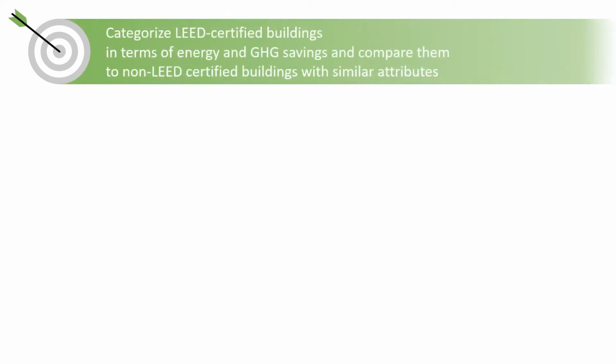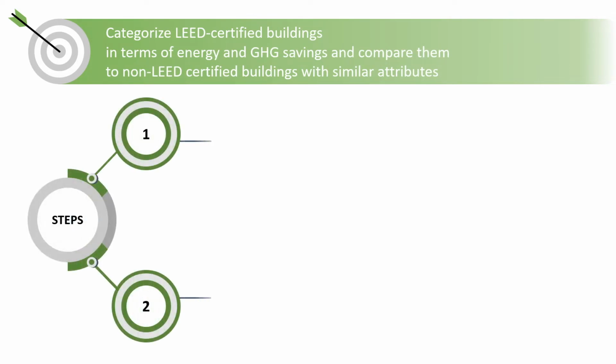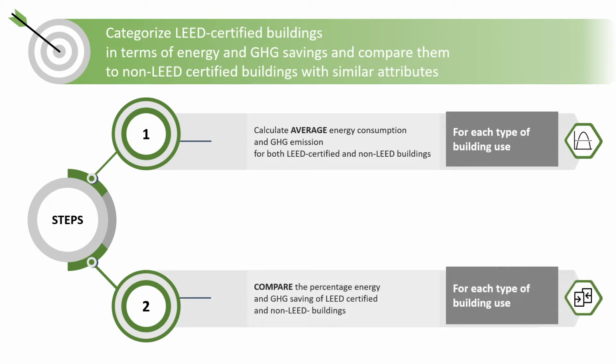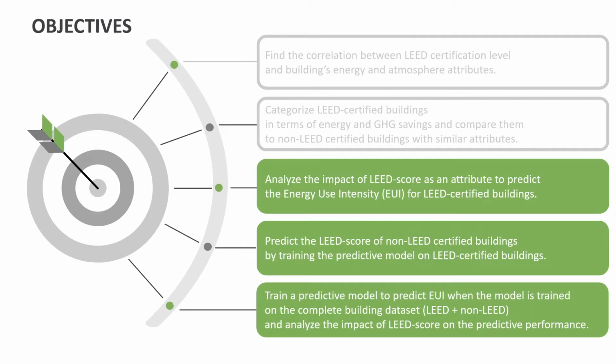The second objective finds the average energy consumption and GHG emission for both LEED and non-LEED buildings based on building types. We then compare the percentage energy and GHG saving of LEED and non-LEED buildings in the same building type. Now comes our three predictive objectives.